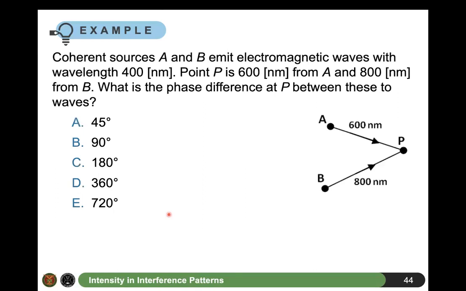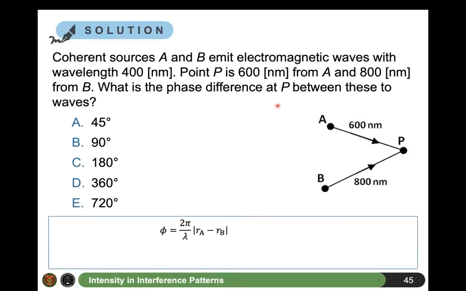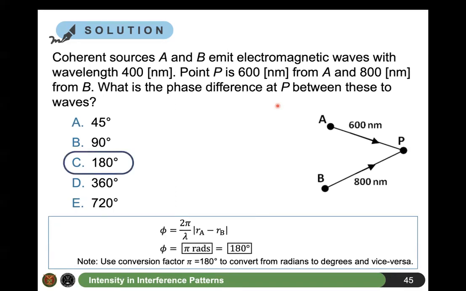Another example, coherent sources A and B emit EM waves with this wavelength, 400 nanometers. And then point P is 600 nanometers from point A and 800 nanometers from point B. What is the phase difference? So again, plug in, use lang natin yung equation, 2 pi over lambda, absolute difference ng path difference. We get pi radians or 180 degrees.